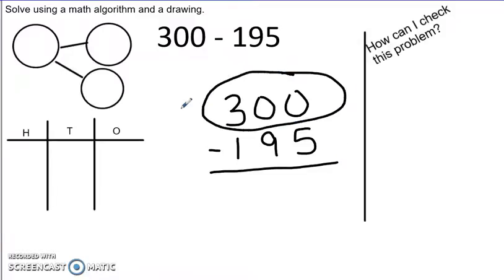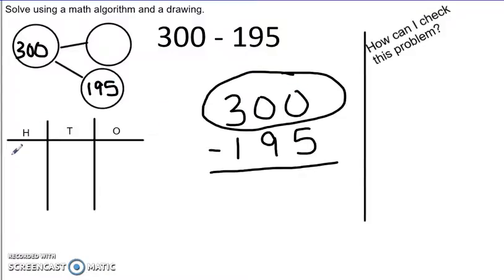Let's first fill out a number bond. In subtraction, 300 is the whole. Now in a number bond, you can tell which circle is the whole because the other two circles are connected to it. These two circles, when added, will equal this one. 195 is one of the parts.